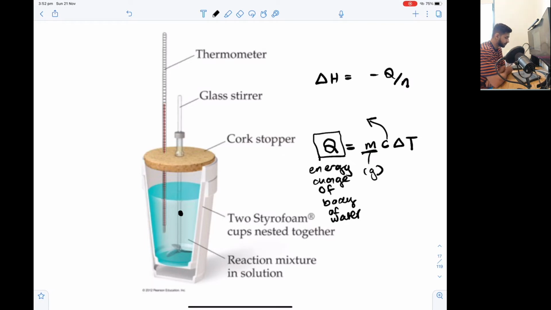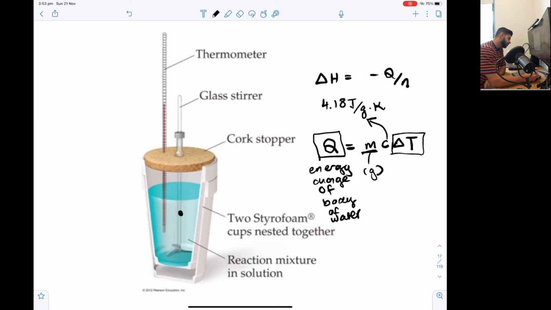Is it per mole? The unit is joules per gram per Kelvin. Right? So it's the amount of energy in joules required to raise the temperature of 1 gram of that substance by 1 degree Celsius or 1 Kelvin. So it's joules per gram times Kelvin. Does that make sense? And for water, the value is 4.18. You should know that. It's in your data sheet, but I would commit it to memory to save time. Okay. And finally, ΔT is a temperature change.